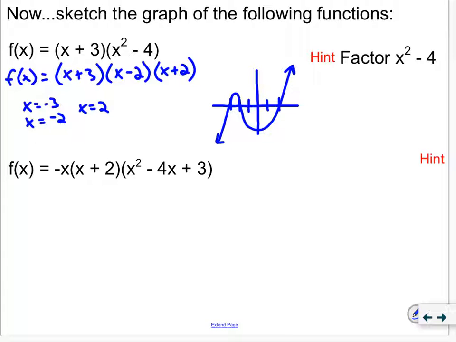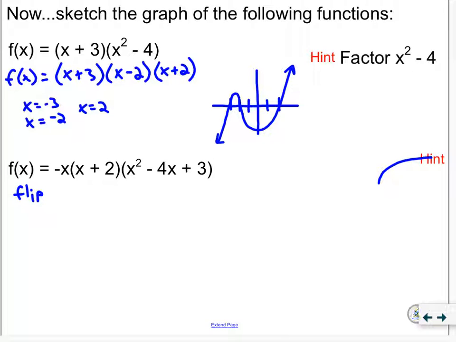So check out our next one. F of x equals -x. Yeah, that negative is going to flip the graph over. So I got to remember that there's going to be a flip going on in this graph. And I got another hint. I think I know what my hint's going to say.